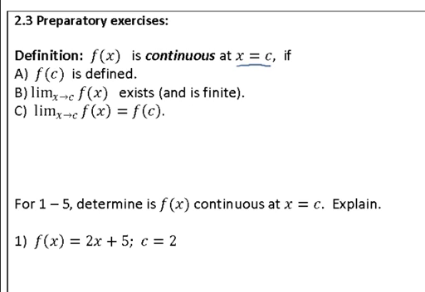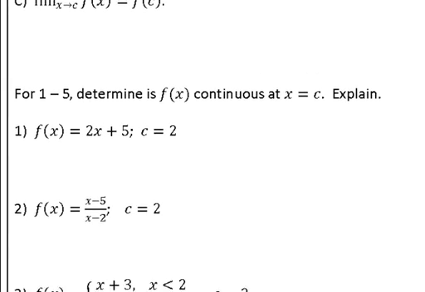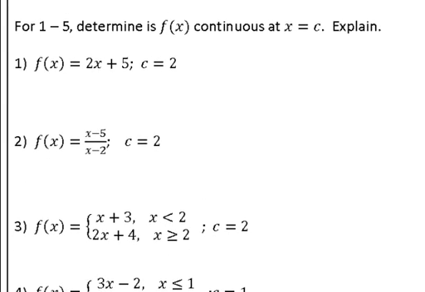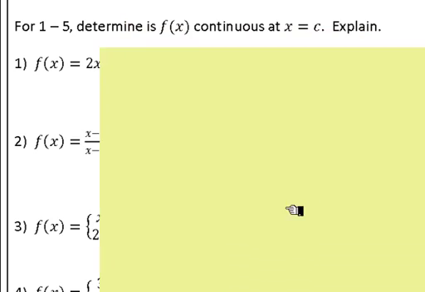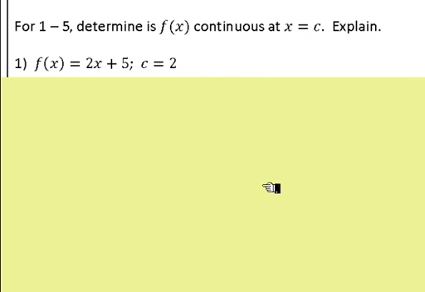Okay, so let's look at some examples. Number one, we have f of x is equal to 2x plus 5. We know this is a line, and we're choosing c equal 2. To determine if a function is continuous, we just check those three criteria, A, B, and C, and see if they're all true.